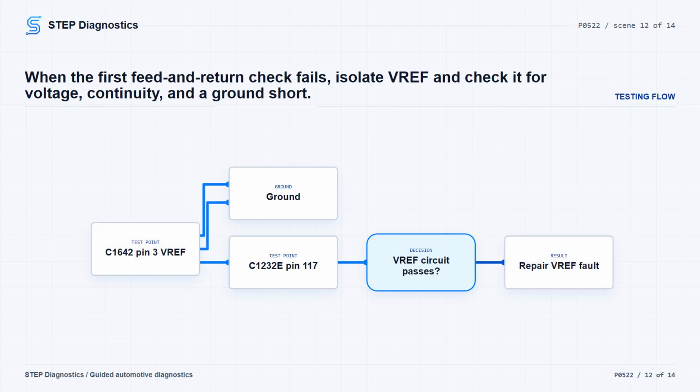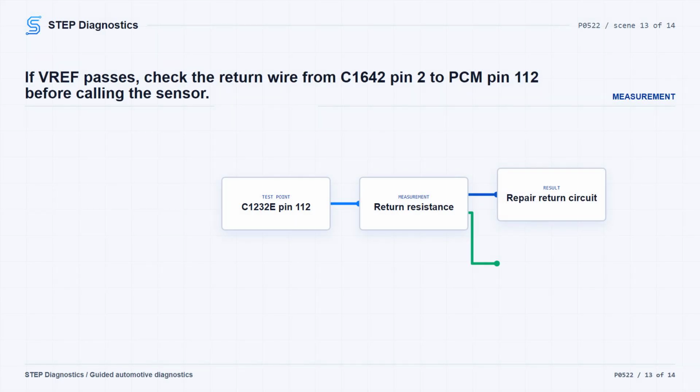If no voltage is present, turn the ignition off and measure resistance between C1642 pin 3 and PCM connector C1232E pin 117. It should be less than 3 ohms. If it is not, repair the VREF open or high resistance circuit. If it passes, measure resistance from C1642 pin 3 to ground. That should be greater than 10,000 ohms. If it is not, repair the VREF short to ground.